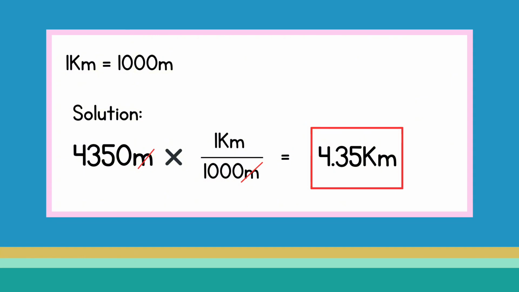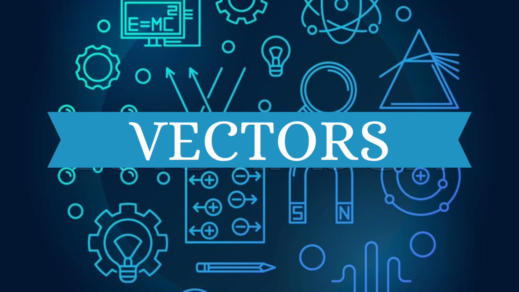4,350 meters times 1 kilometer over 1,000 meters is equal to 4.35 kilometers. Cancel the units that are the same so we can get the unit of kilometer. So in 4,350 meters, there are 4.35 kilometers. Let's now discuss the next topic, which is vectors. Let's know first what vectors are.